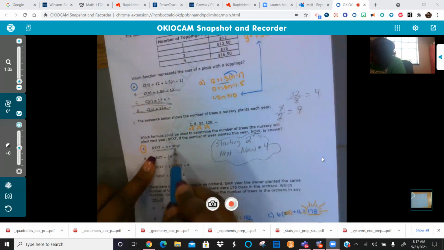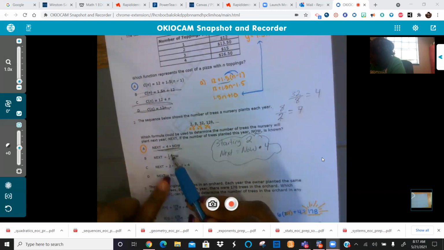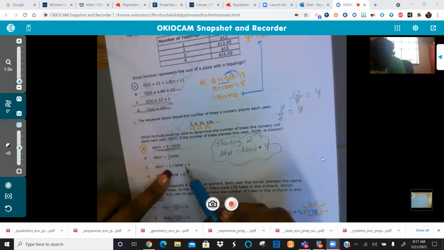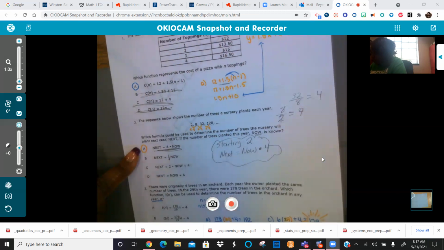And this is what they have here. This is saying you're going to multiply whatever your now number is by 1/4. No. This is saying you're going to multiply by 2 and then add 4. No. This is saying you're going to add 6. No. So your answer is going to be A.